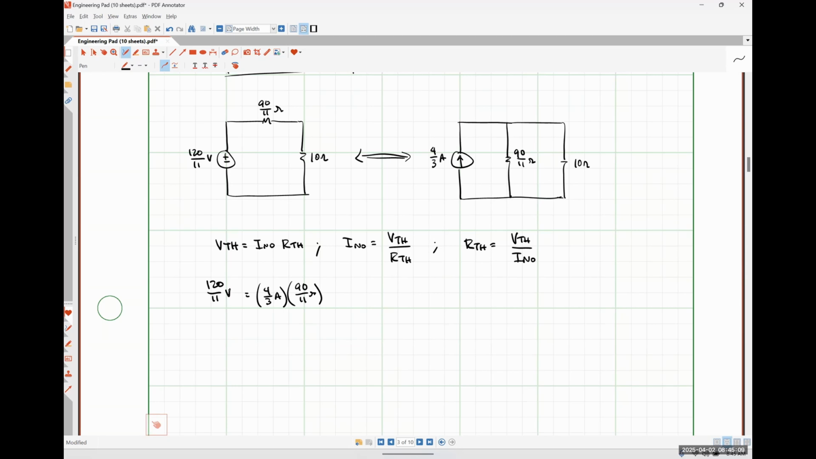All right. So I've only ranted about Thevenin and Norton equivalent circuits for 45 minutes. So let's work another problem.